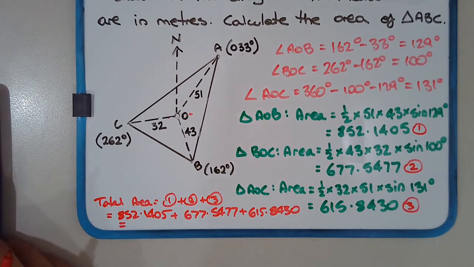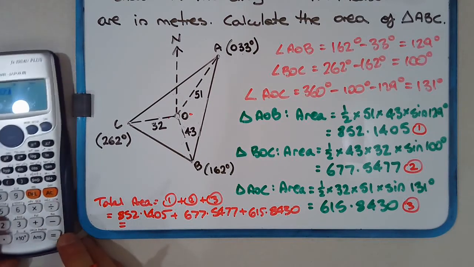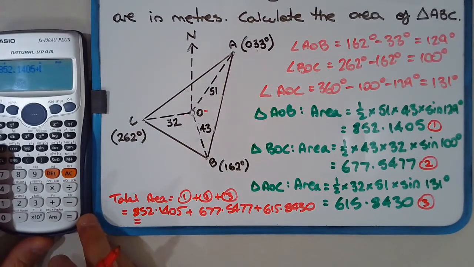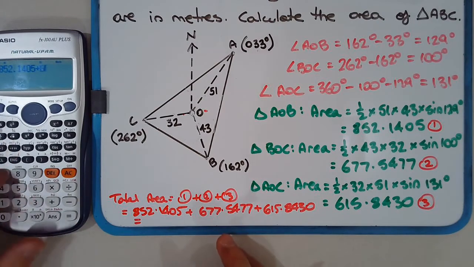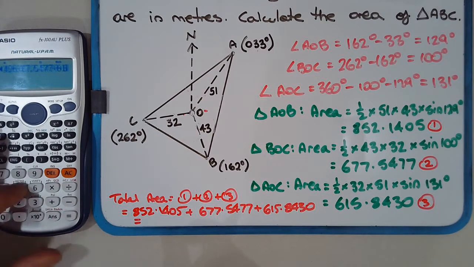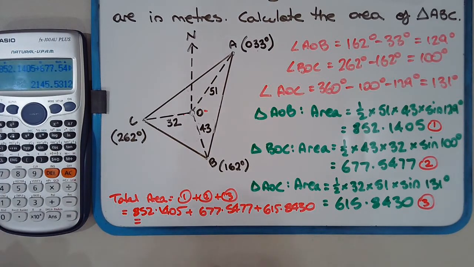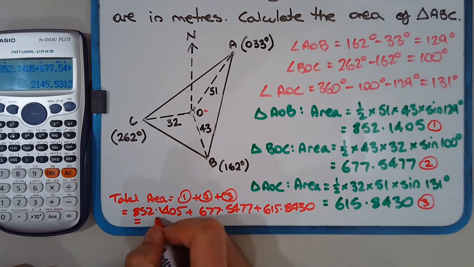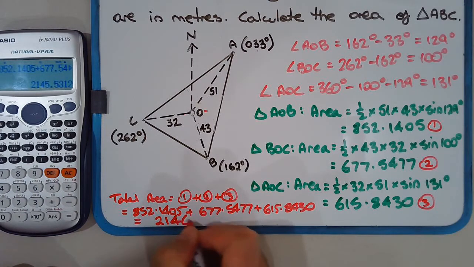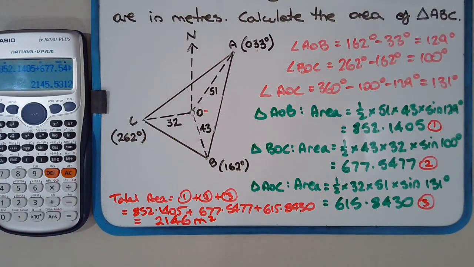All right, 852.1405 plus 677.5477 plus 615.8430, and I'll get 2146. Okay, it's just to the nearest square meter.